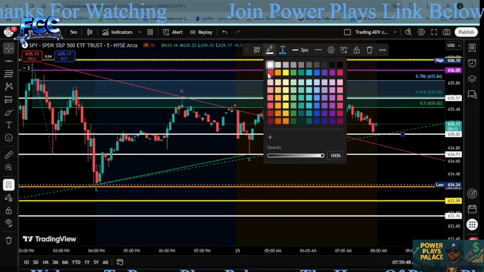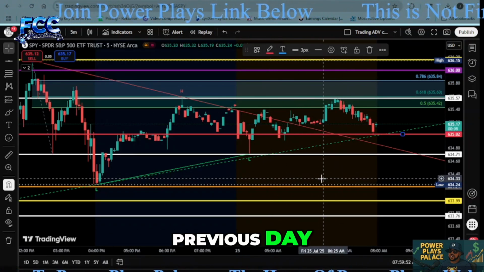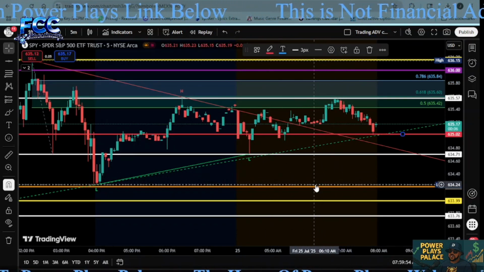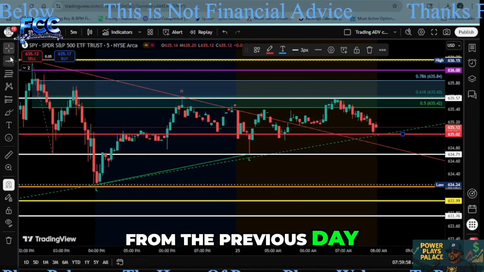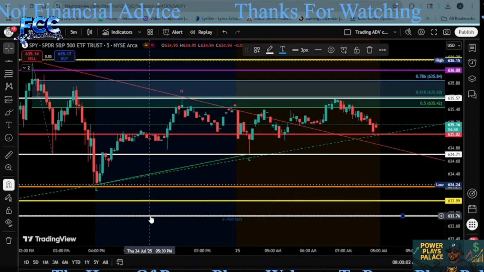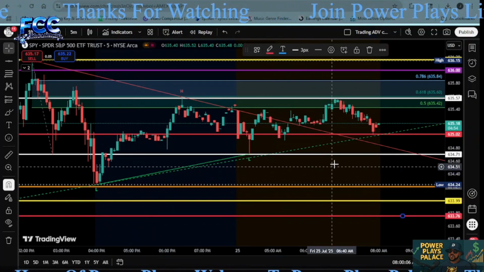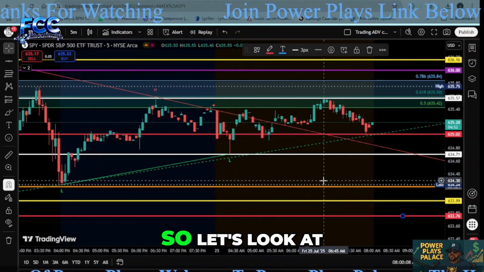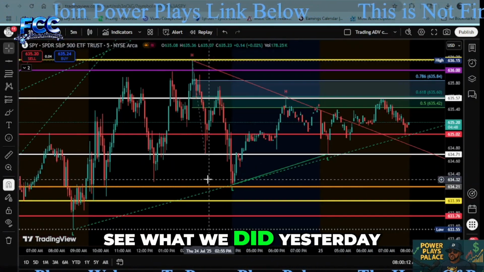Change this color over to red. Pre-market low from a previous day. It's actually the pre-market high from a previous day. And we're gonna change this one to red. Alright. So let's look at our charts. See what we did yesterday.